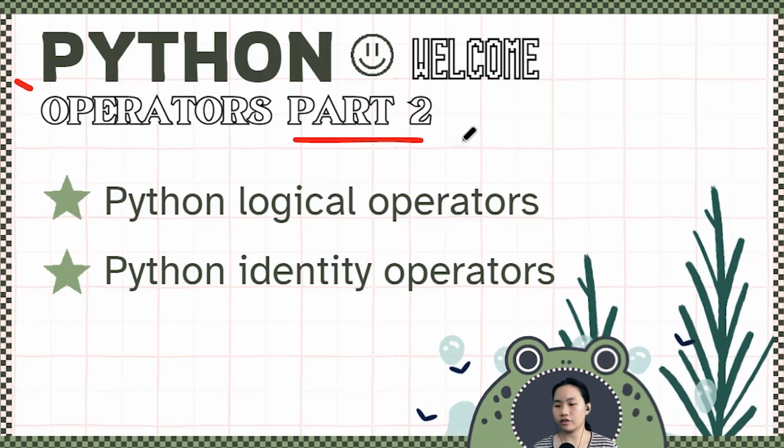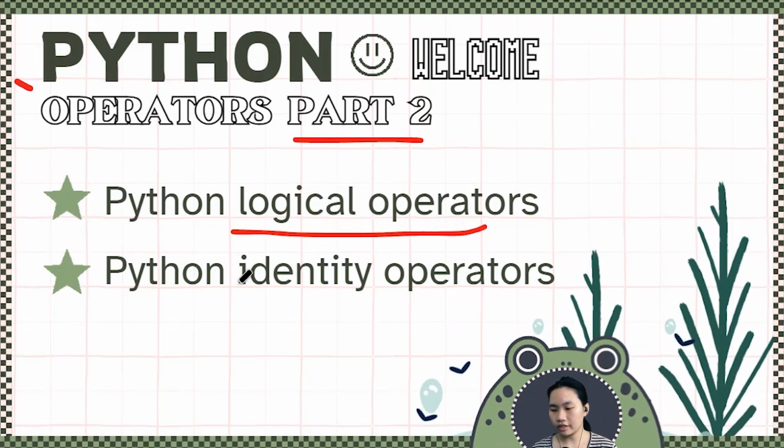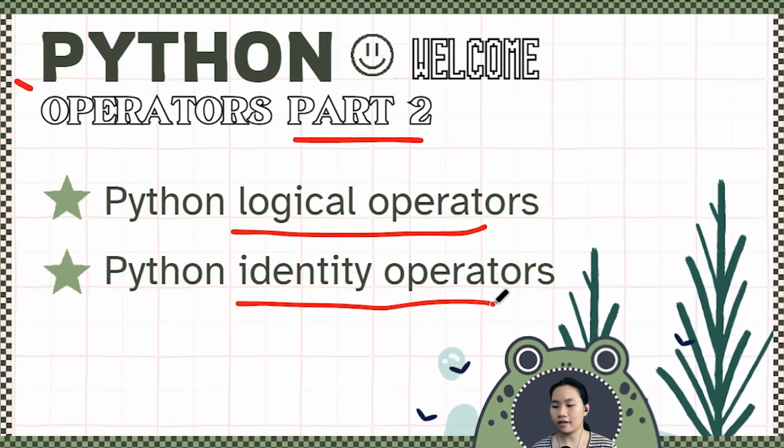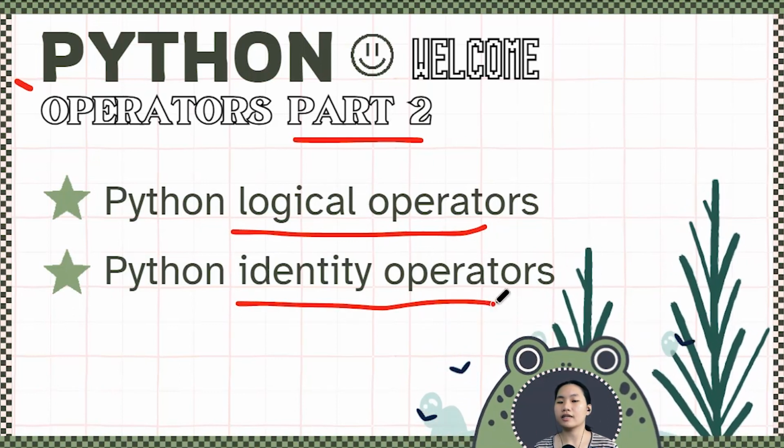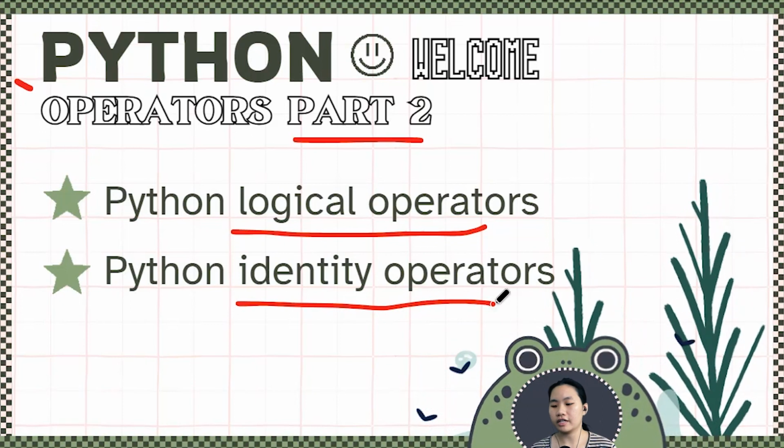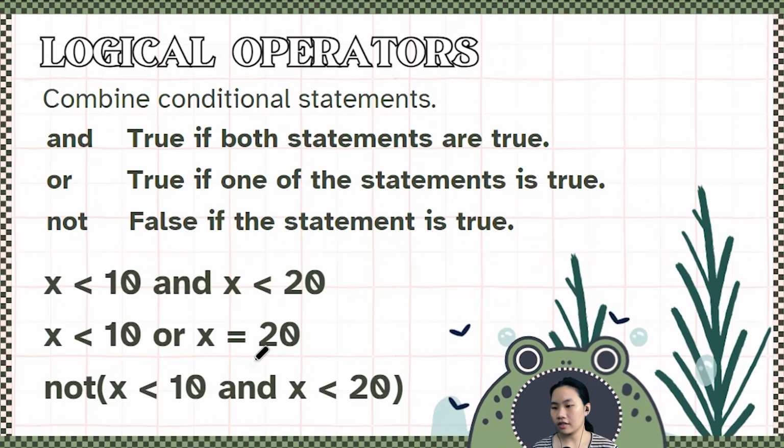For Operators Part 2, we'll be having logical operators and then identity operators. So this is the second part. The last part will be Part 3, okay? Let's dive into the lesson.